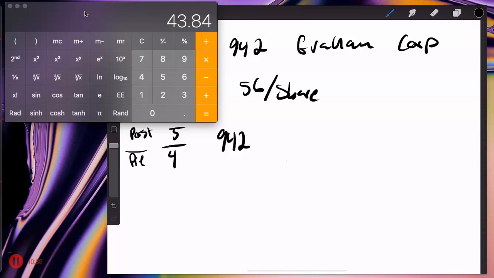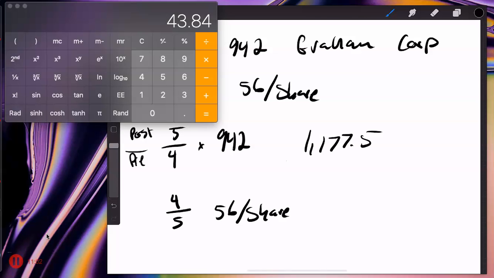So 942 times 5/4 gives us 1,177.5. That would be the total number of shares. For price, it goes the other way. As we add more shares, we're reducing price. So we take the inverse, or the reciprocal, of that against the price, which is 56 per share. And that gives us 44.80 as the new value of the price.